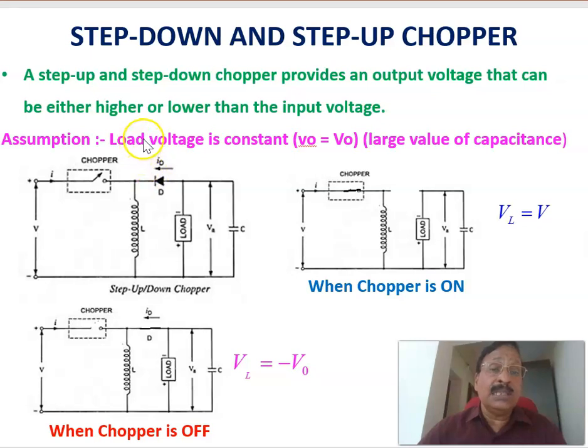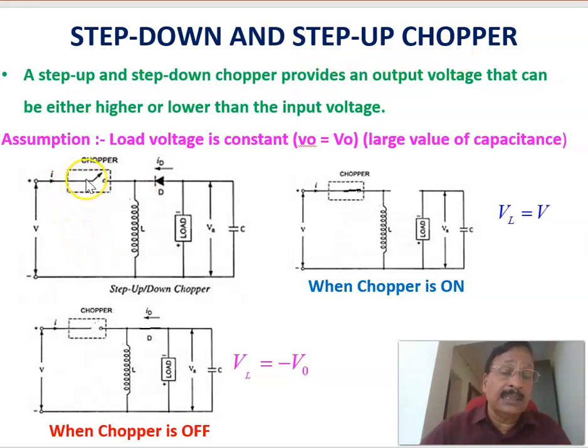The assumption is that the load voltage is constant. V0 is constant because a large value of capacitor is used. Therefore, we assume the load voltage is constant by using a large value of capacitance. This is the circuit diagram of a step-up, step-down chopper as such.